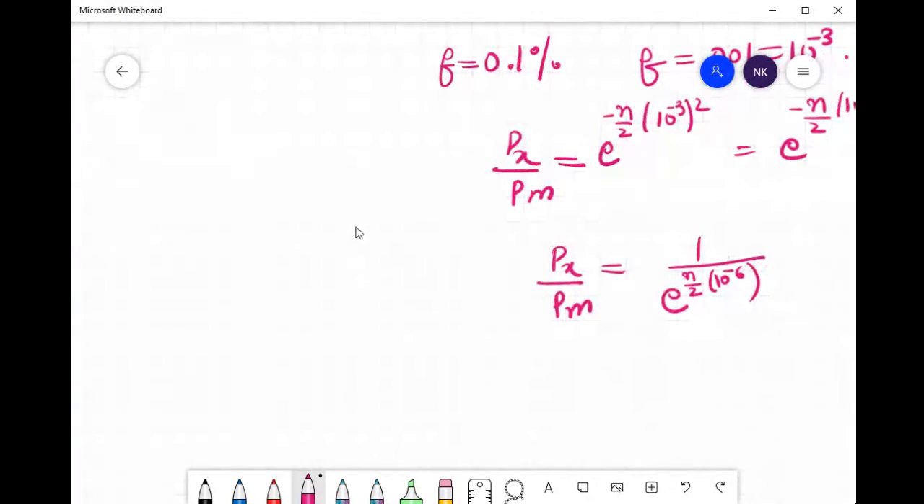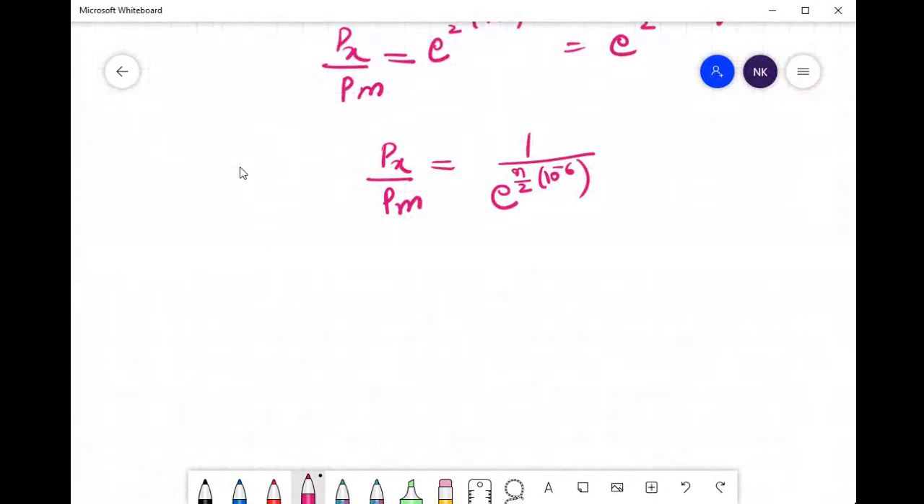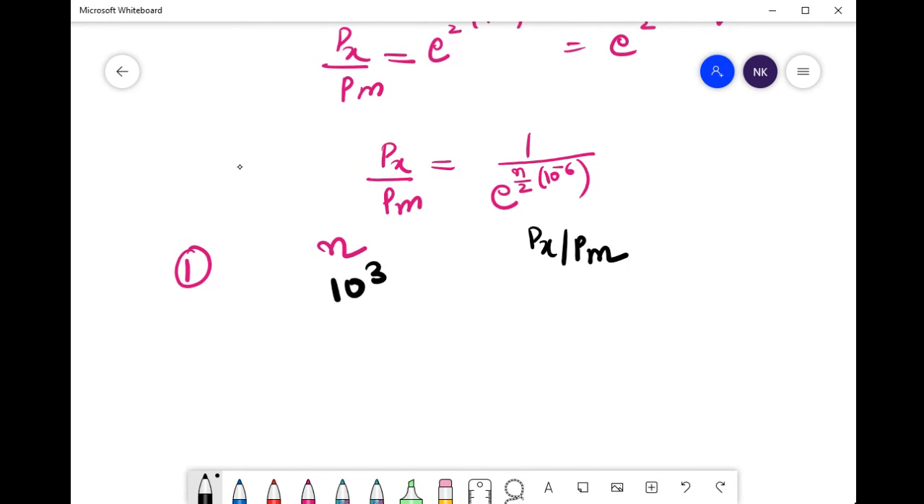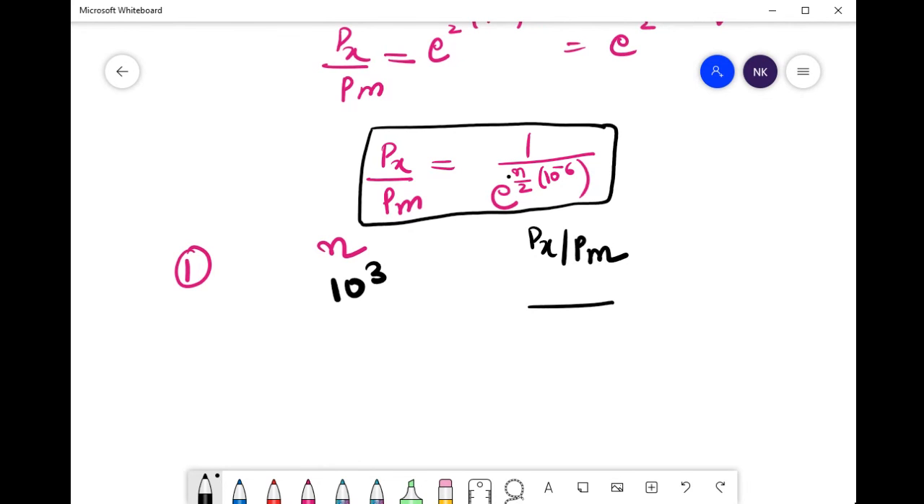If suppose the number of particles are 10 raised to the power 3, case 1, then what is the value of px by pm? Please give me. You just have to put it in this equation, nothing else. Here you have to substitute 10 raised to the power 3 and calculate it. Hurry up.